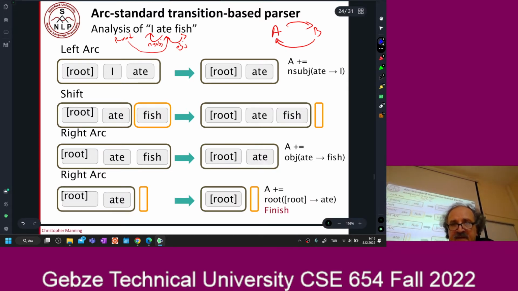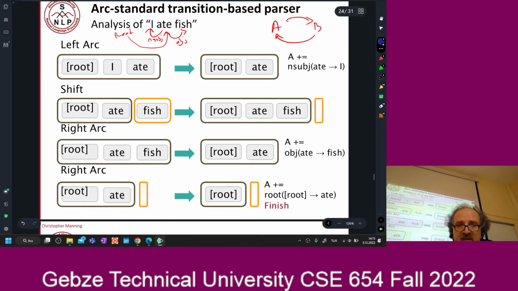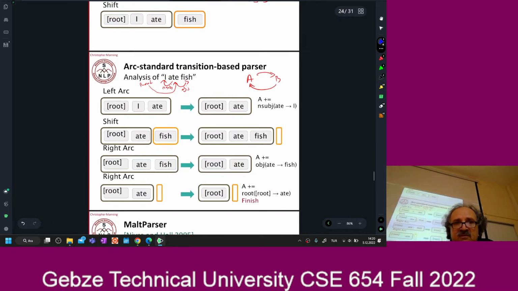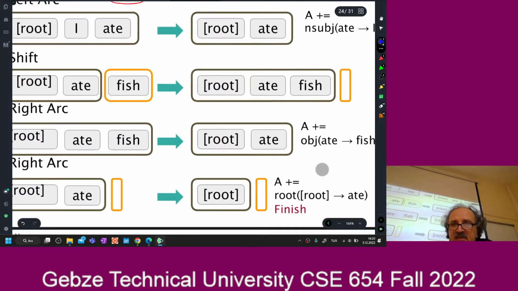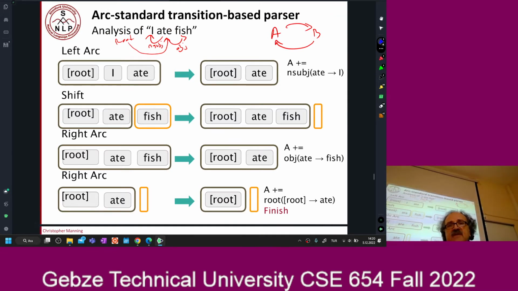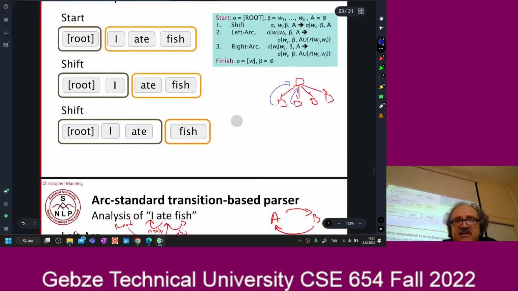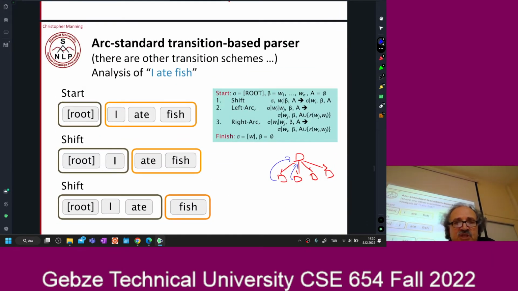Now I have root and "ate", and I'm going to do another right arc, where root is the head and "ate" is the dependent, and that will be it. So how many arcs did I recover? 1, 2, 3: "ate" and "I", "ate" and "fish", and root and "ate". That's it. This is called a shift reduce parser.